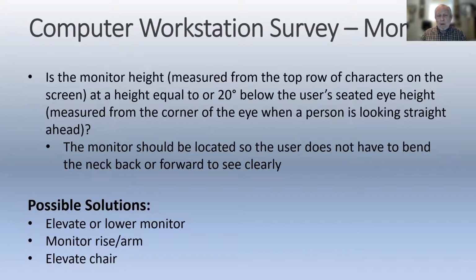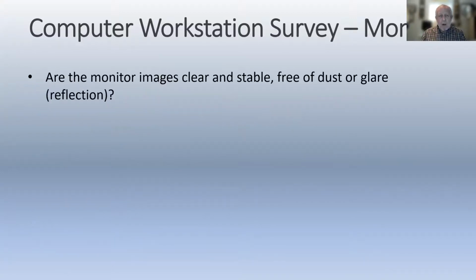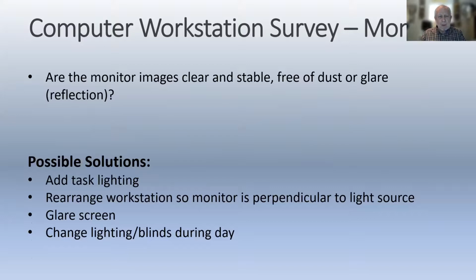Possible solutions: elevate the monitor, lower the monitor, or put it on an arm-type of thing that can move it, or elevate the chair. Are the monitor images clear and stable, free of dust or glare or reflection? Possible solutions: add task lighting, rearrange workstations so the monitor is perpendicular to a light source, in other words, off to the side, use a glare screen, change lighting or blinds during the day.